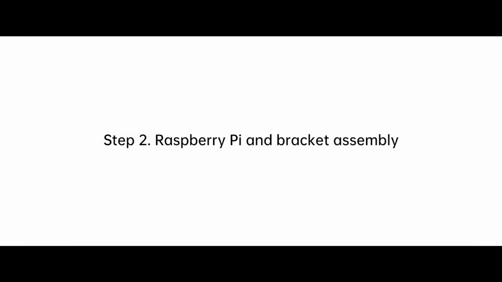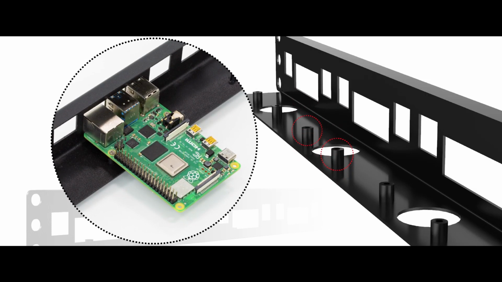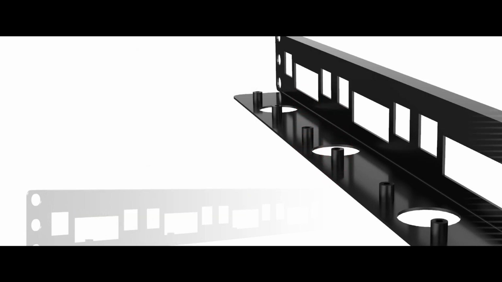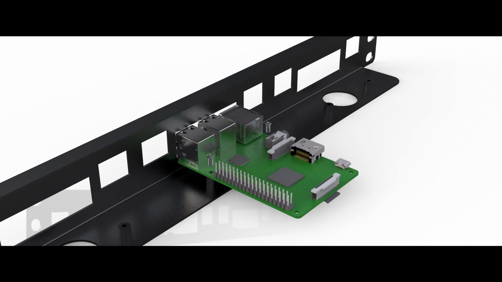Step 2. Raspberry Pi and bracket assembly. This should be the easiest part. Simply follow the instructions to install all the Pis and mount it into the server rack. If one bracket can't handle the cluster, simply add another. There's no need for a rack rail.